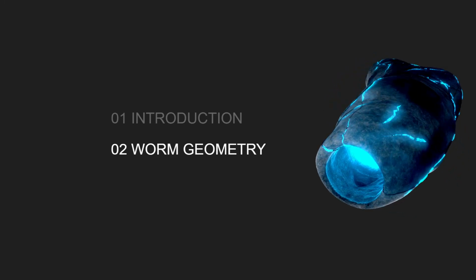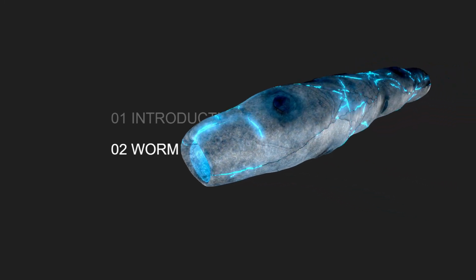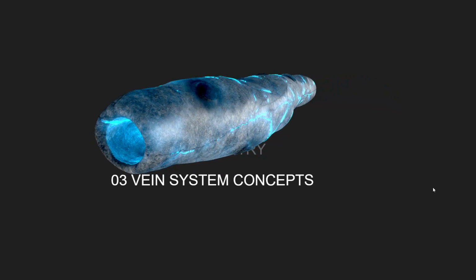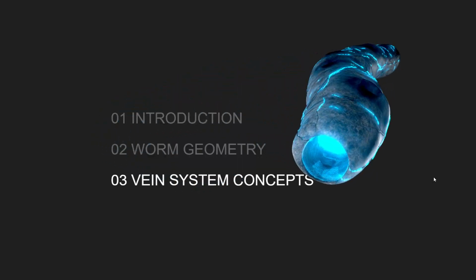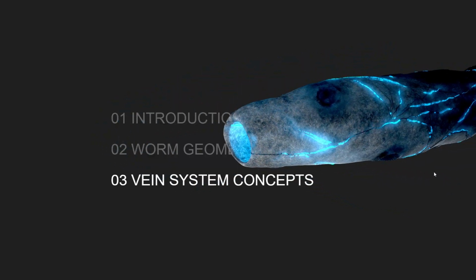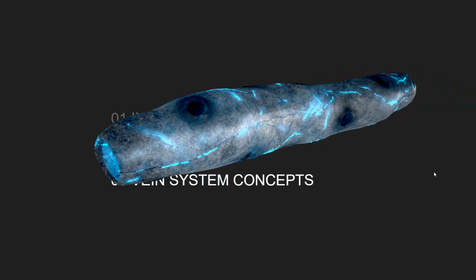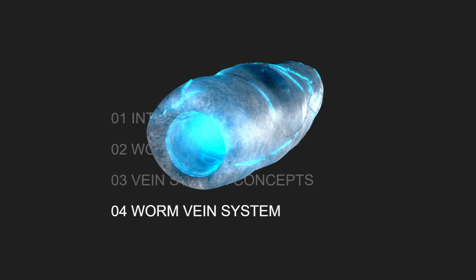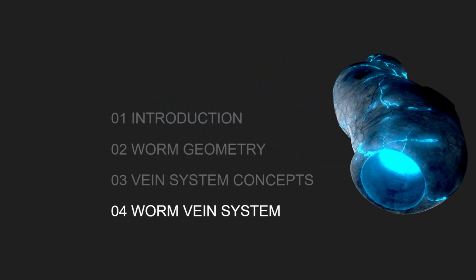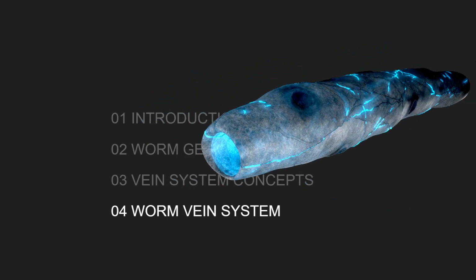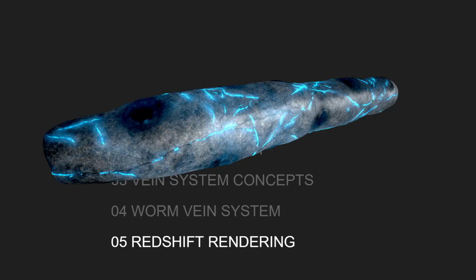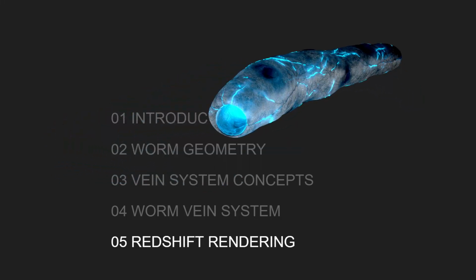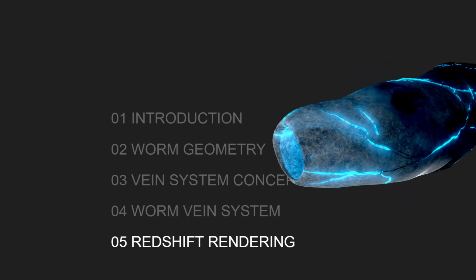In the next video, we will create the worm geometry. Then I will explain a few concepts about the vein system, like find shortest path, VEX script, and so on. Then we will create the actual vein system for the worm. And finally, we will see how to apply materials and other stuff for the final rendering. So let's dive in.